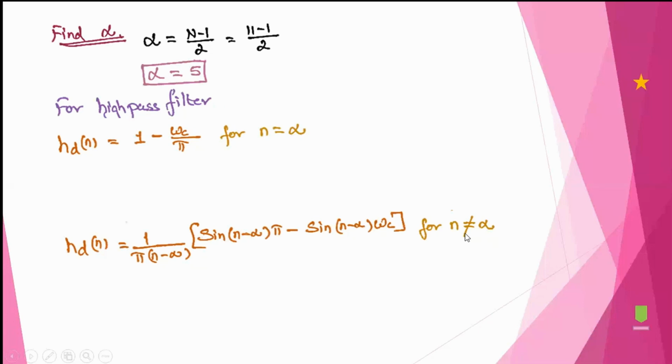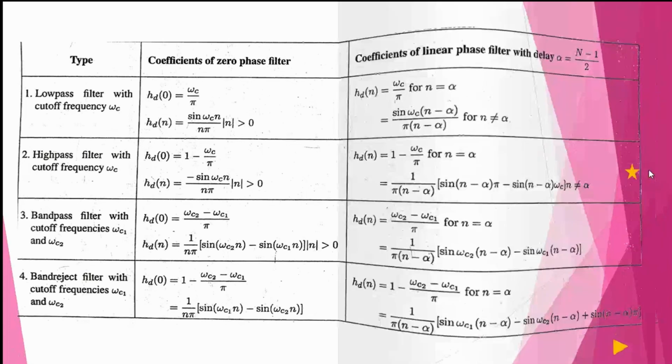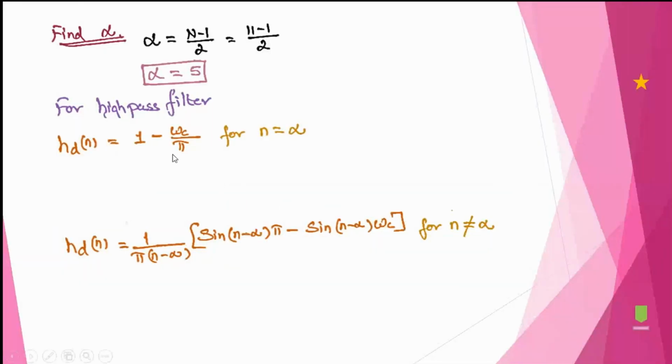So this is the formula for n is not equal to alpha. These two formulas have been taken from the tabular column. Simply, we are taking these two formulas for a high pass filter from that tabular column. Now we are substituting the omega c value and alpha value in this n. So your n value is 5, because alpha value is 5, which means n is equal to alpha. So alpha is 5, so n is equal to 5.